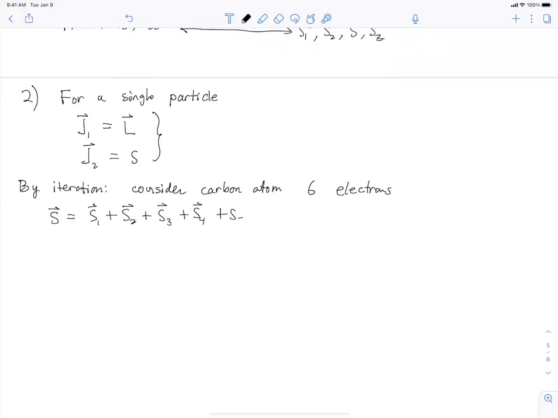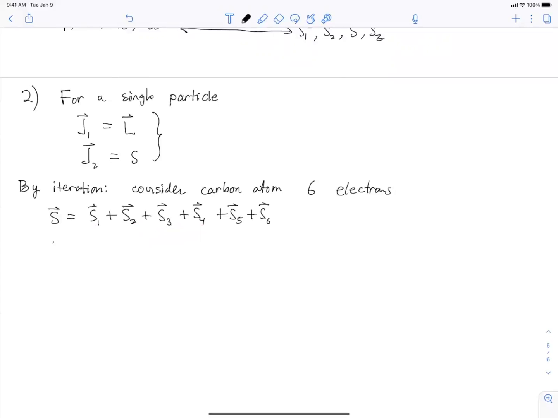Just writing them all out. So there are 6 individual spins. One thing you can do is first add these two together, then take the result and add to that one, then take the result of that and add to that one, and add them all up.